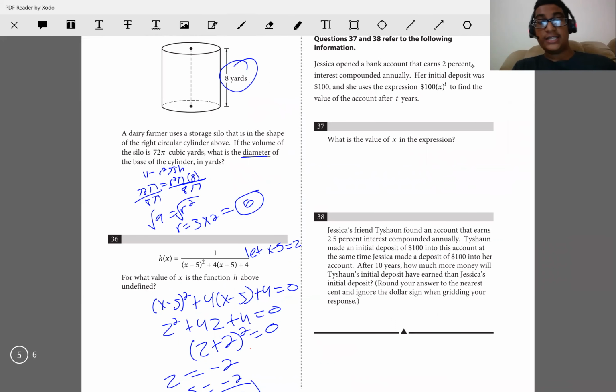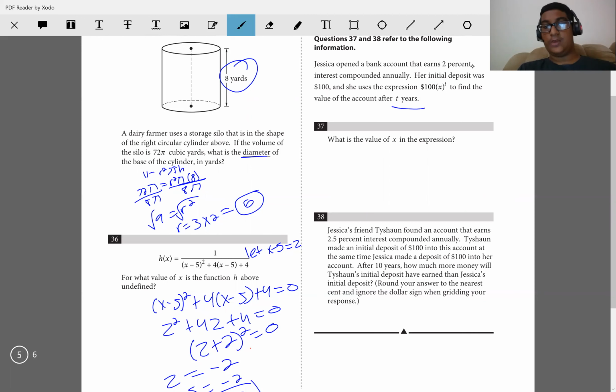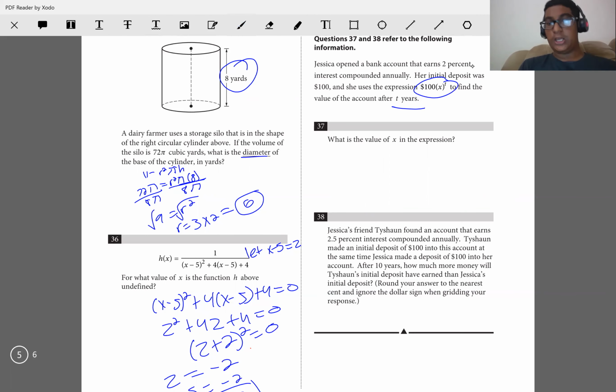So Jessica opened a bank account that earns 2% interest compounded annually. Her initial deposit was $100, and she uses the expression 100 times x to the t power to find the value of the account after t years. So t represents the years. What is the value of x in the expression? If you don't know this equation, it's the equation to find the money you have after interest. It's a pretty common equation that you would probably learn later on, and it's nice that they gave it to you. So what is x?